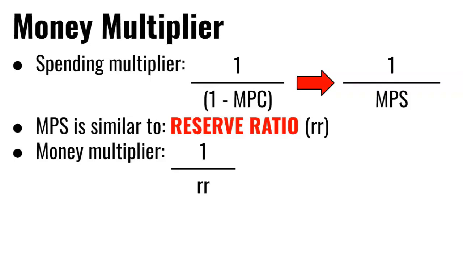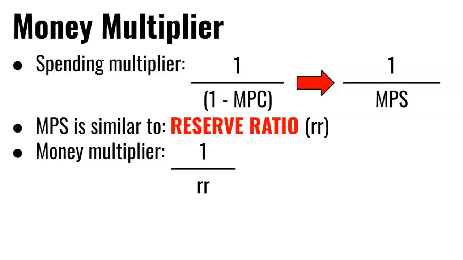In fact, there is a multiplier we call the spending multiplier, as we may recall, is 1 over 1 minus MPC. But we can also call 1 minus MPC marginal propensity to save. So we could actually write the spending multiplier as 1 over MPS. And so that's the personal spending multiplier.